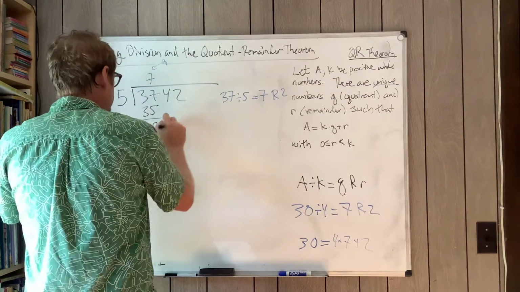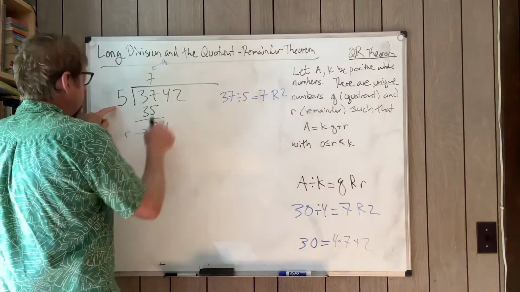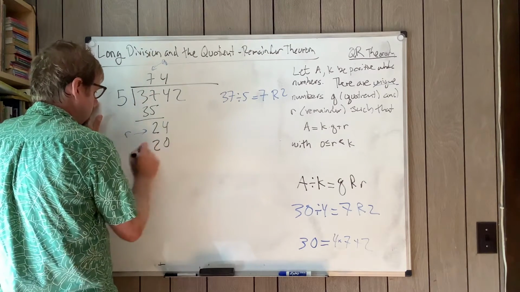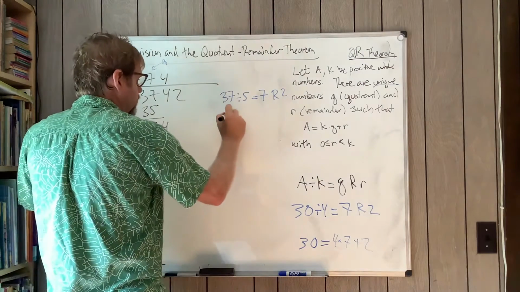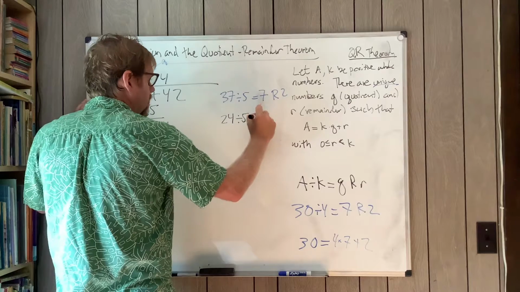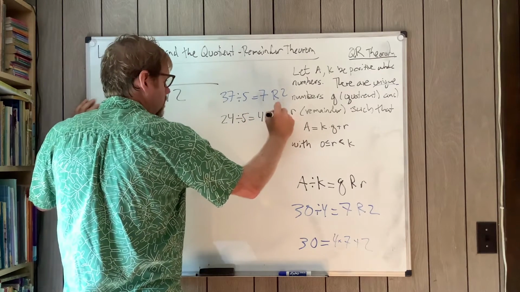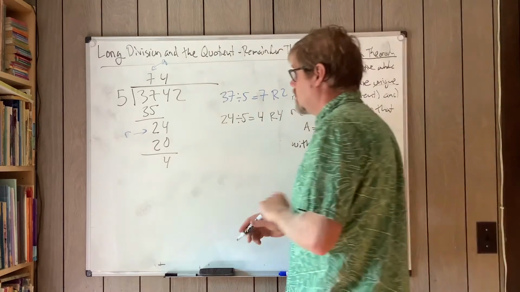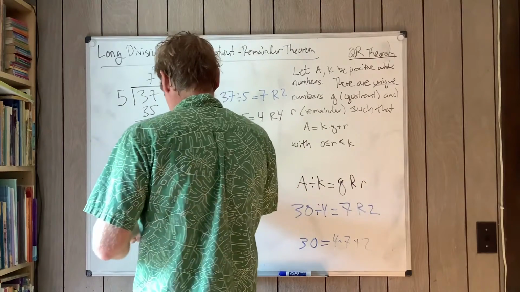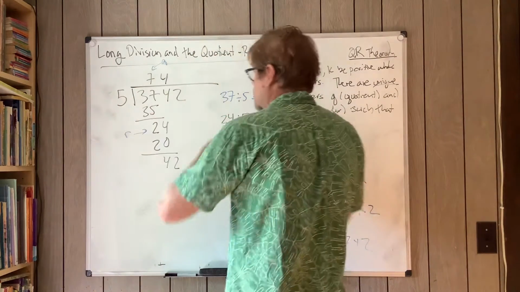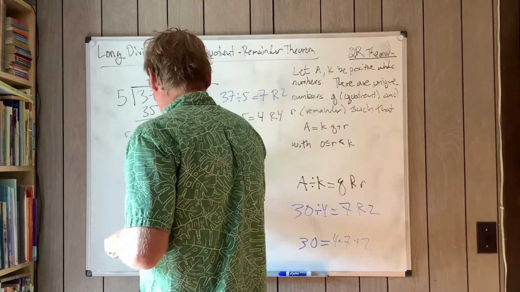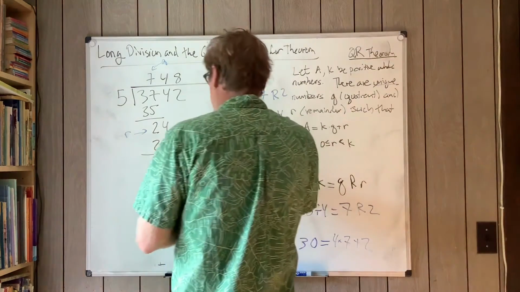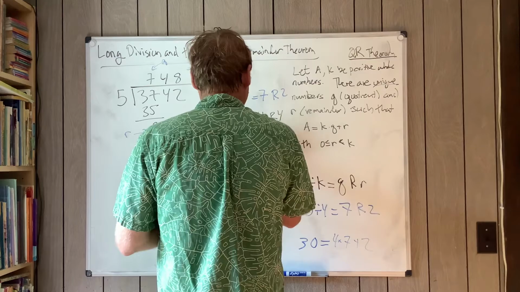I'm going to drop down the 4. 5 into 24 will go 4 times. 4 times 5 is 20, and then subtract. So what I did there was 27 divided by 5 is 4 remainder 4. Then bring the 2 down. And I'm doing 8. 8 times 5 is 40, and I get 2. So my last one here is 42 div 5 is 8 remainder 2.